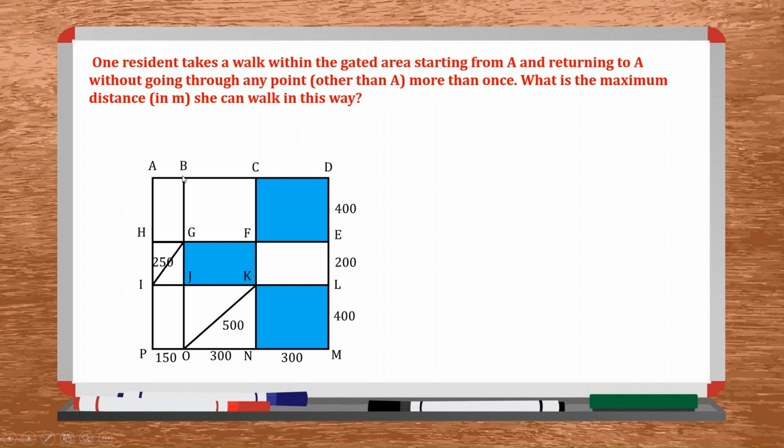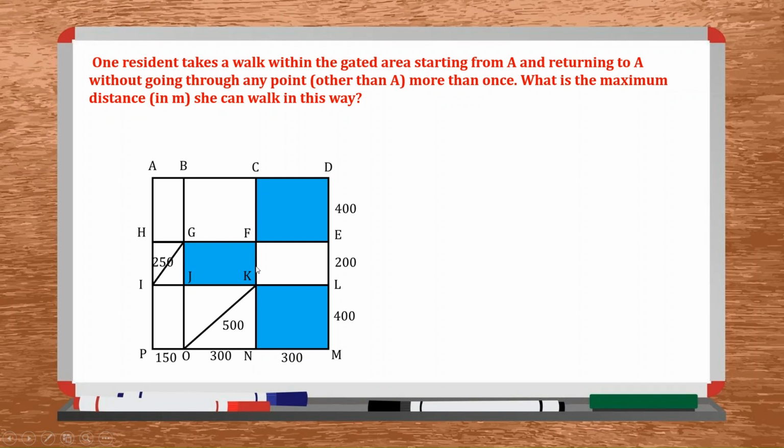I can travel from A to B, B to G, G to F, F to C, C to D, D to E. So I'm covering the first rectangle full. I'm planning to return via this path, P to A, eventually towards the end. So I'm going to cover all the squares along with their perimeter. So I'll be going from A to B, B to G, G to F, F to C, C to D, D to E, then E to L, L to M, M to N.